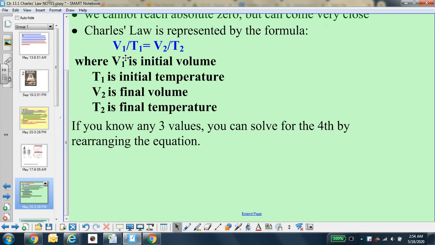Anyway, with Charles' law, here's our formula. Volume 1 divided by temperature 1 equals volume 2 divided by temperature 2. And just like with Boyle's law, if you know any of the three variables, you can solve for the fourth variable.